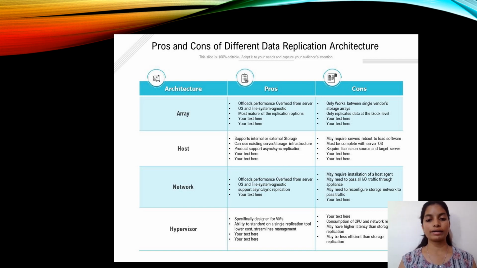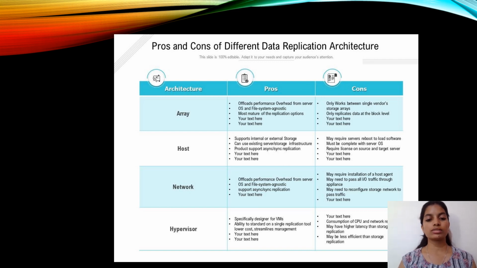In the network architecture, it offloads the performance overhead from the server OS and the file system. It supports synchronous and asynchronous replication. Cons include that it may require installation of a host agent, may need to pass all the input or output traffic through the appliance, and may need to reconfigure the storage network to pass the traffic.